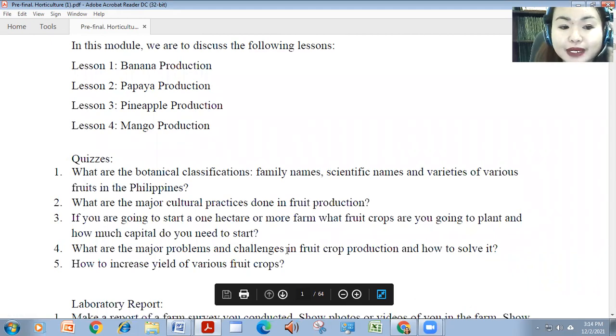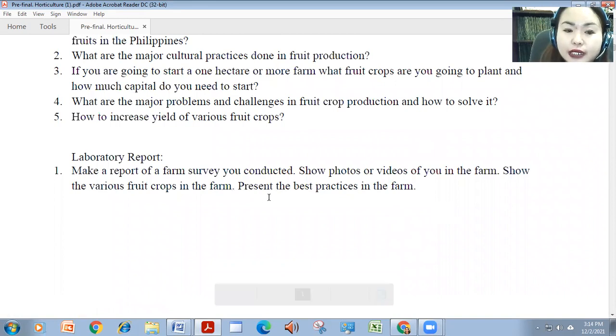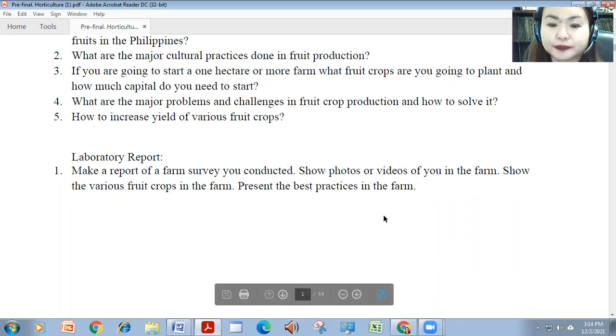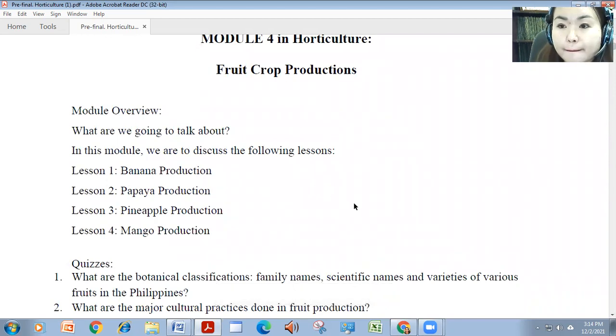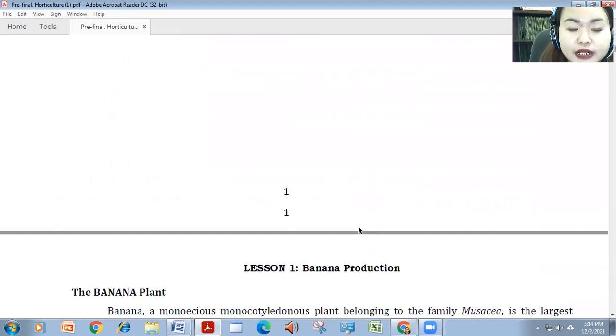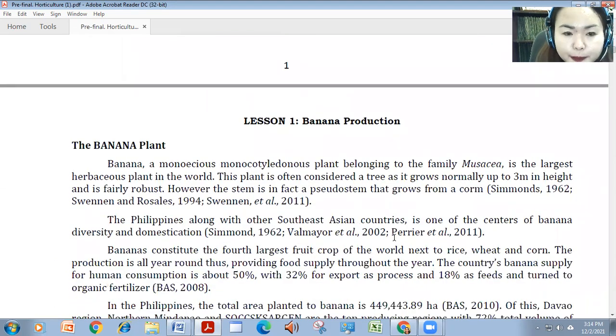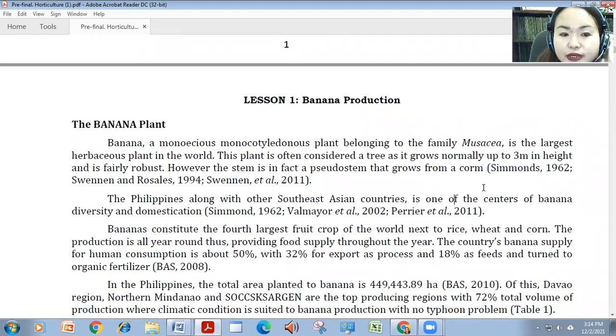So the same requirements, you're going to answer the quizzes and make a laboratory report, either a write-up or written report with documentation or photos, or a video presentation. So these are the requirements that you need to submit during the deadline of our pre-finals.